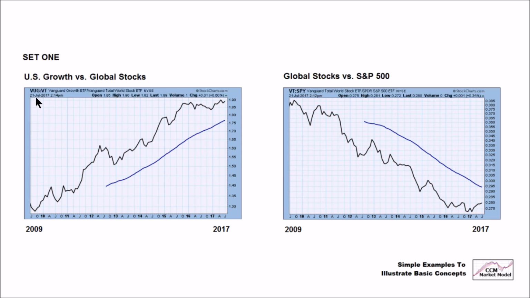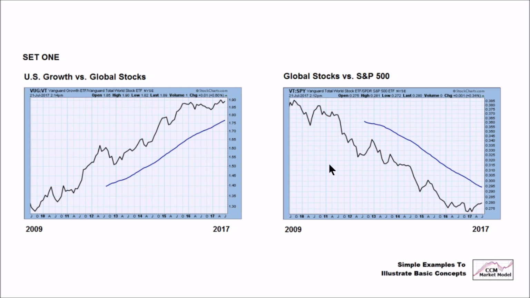This is VUG, U.S. growth stocks, relative to global stocks, VT. You can see the long-term trend currently favors VUG over global or world stocks. The ratio recently made a higher high above this high. Prices are above an upward sloping 50-month moving average.